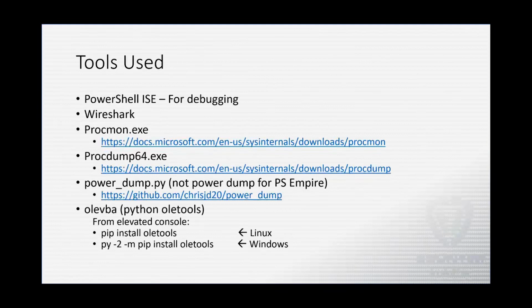I'm going to be using Wireshark. I'm going to be using Process Monitor, ProcDump, and PowerDump, which is a quick little script that I wrote up. Really, it's just strings on steroids. It gives you a little bit of extra versatility, with basic logic built in, but nothing too special. Outside of that, we're using Olevba, which is a Python OLE tools library that allows us to pull VBA macros out of a Word document safely.